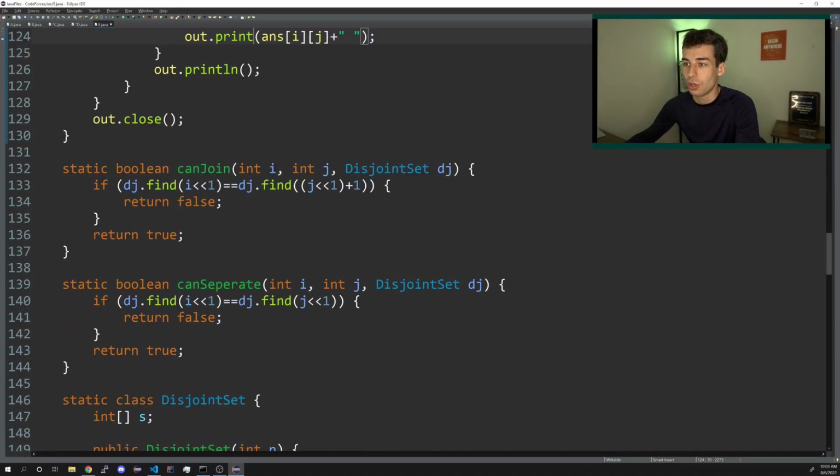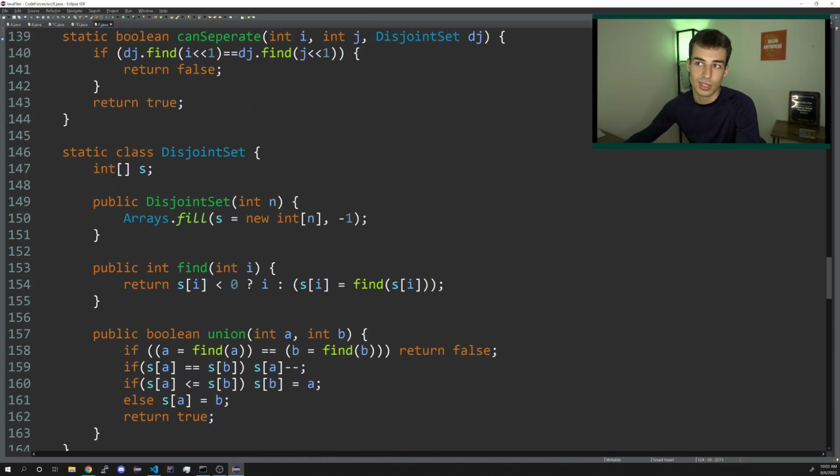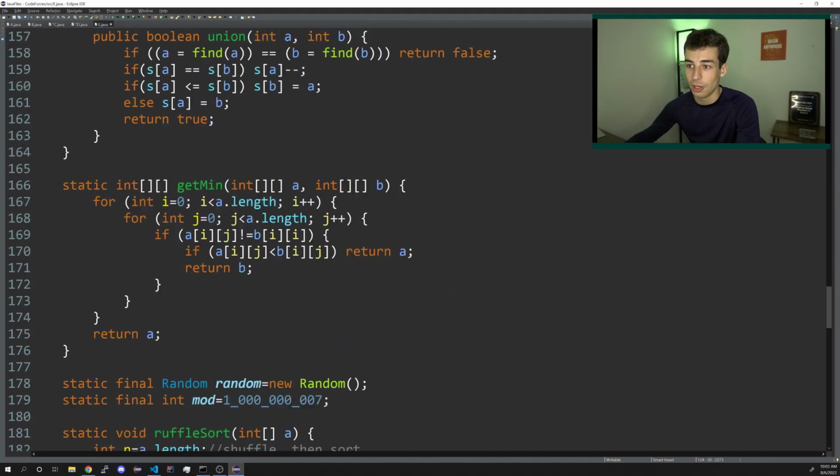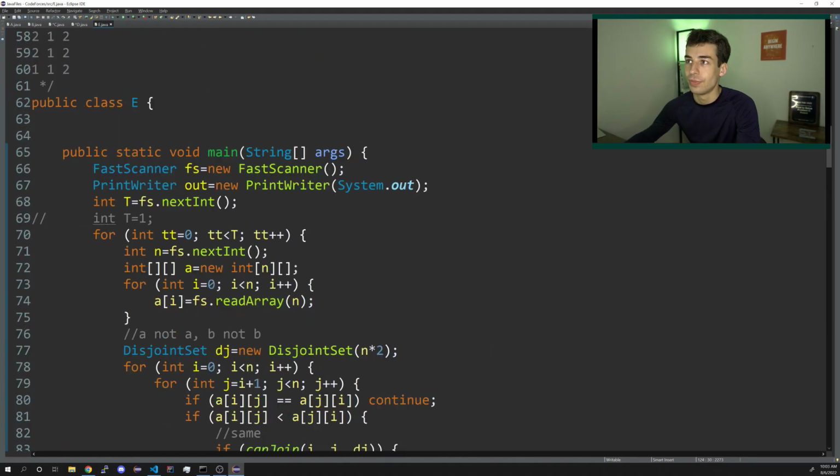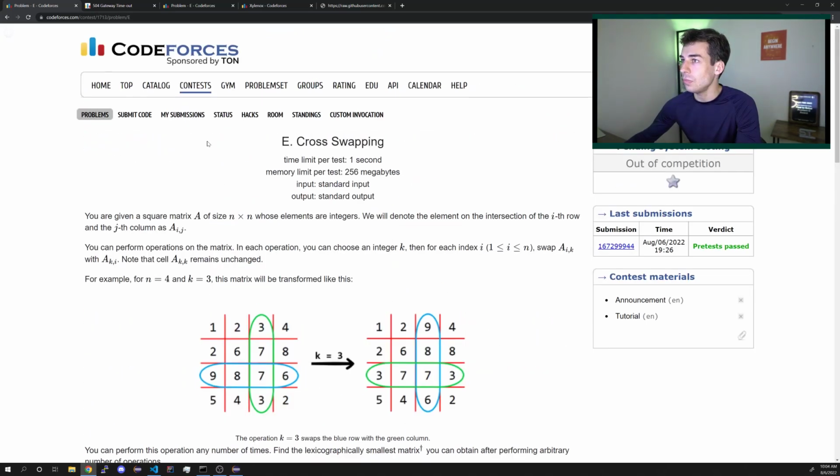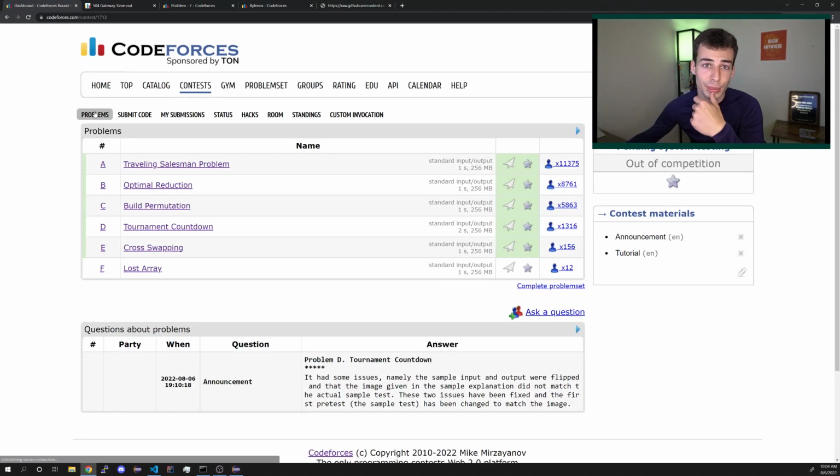Okay, any other parts of the code that I haven't shown? I think that's it. Here's the disjoint set. If you don't have a disjoint set, you can copy it here. That's the idea. Okay. Yeah, that's all. And there's also problem F, but I don't know how to do that. So you'll have to struggle through that on your own, I guess.